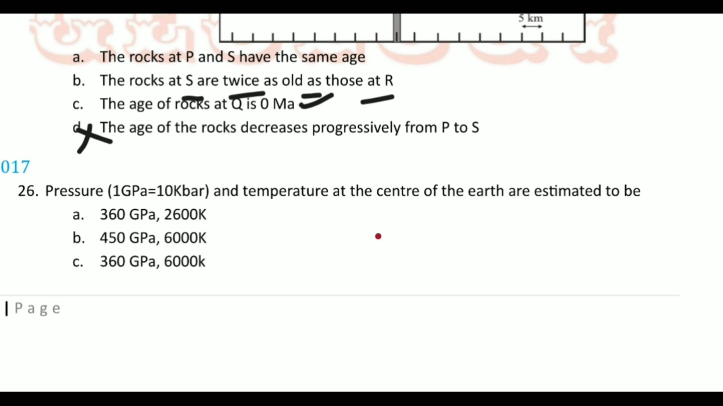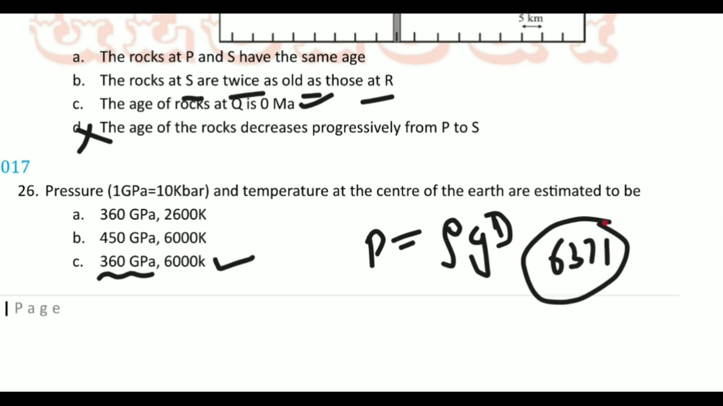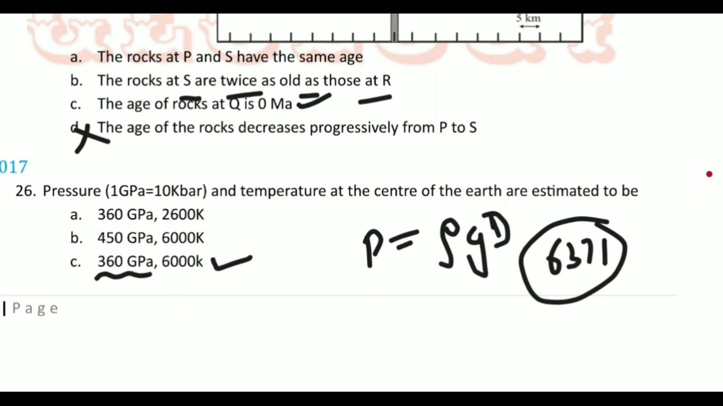The pressure and temperature at the center of the Earth is estimated to be approximately 360 GPa and 6000 K. You can calculate this by using the formula rho g d, where d is the depth of the Earth. You can take the depth as the radius of the Earth, 6371 km. You will get approximately 360 GPa. So here the answer will be C.